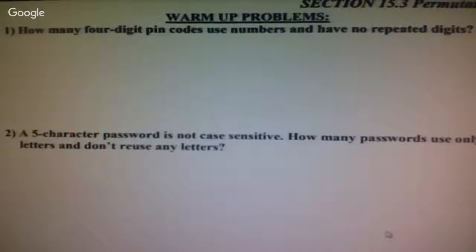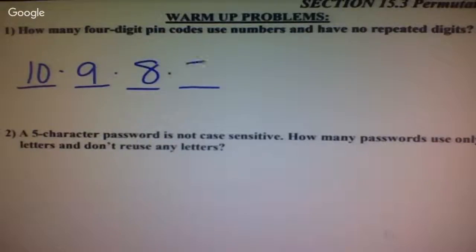All right. It says, how many 4-digit PIN codes use numbers and have no repeated digits? So we need 4 numbers: 1, 2, 3, 4. My digits cannot repeat. So I start with a 10. We've got 10 digits. Then I've got 9 digits, 8 digits, 7 digits.